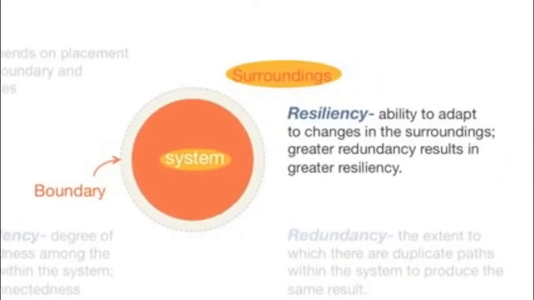This next property, resiliency, describes the ability of the system to adapt to changes or perturbations in the surroundings. In general, greater redundancy should produce greater resiliency. For example, if the telephone lines to a building are somehow cut, but the building is still connected to the internet, the communication system with the outside world is resilient. However, the trade-off is that you are using more resources to achieve the same result.